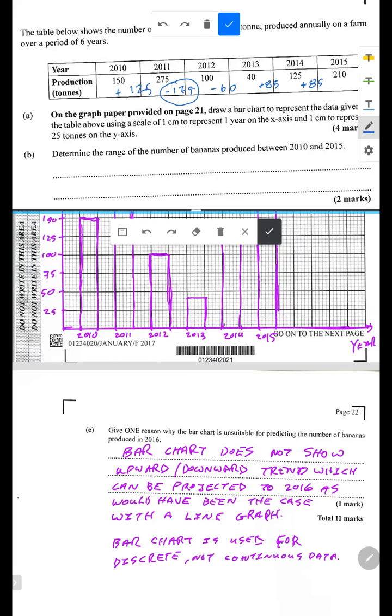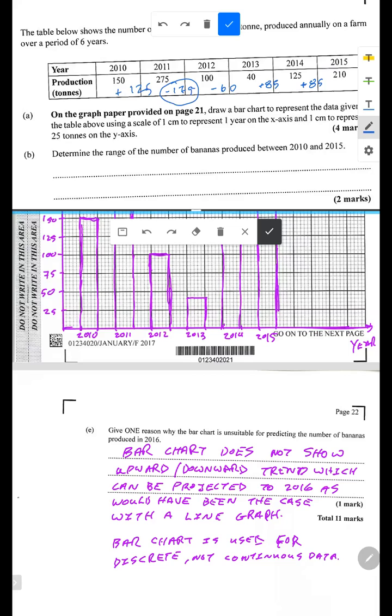2016. A line graph would show you the upward and downward trend. And you could basically look at the line graph and see overall how the production is trending, if it's trending upwards generally or trending downwards. That's what the line graph gives you, a visual representation of the upward and downward trend. The bar graph doesn't do that.